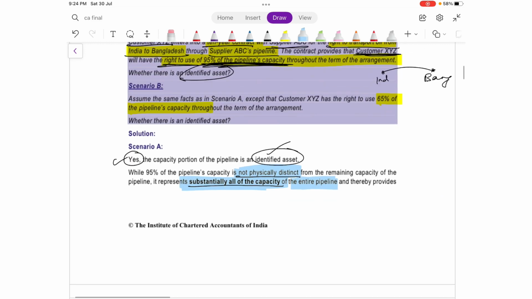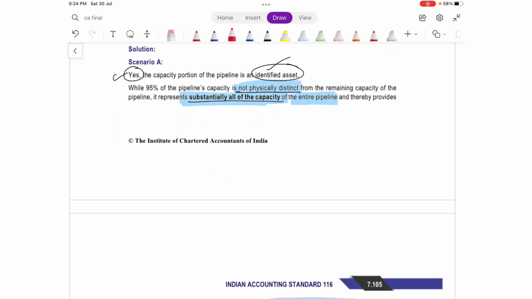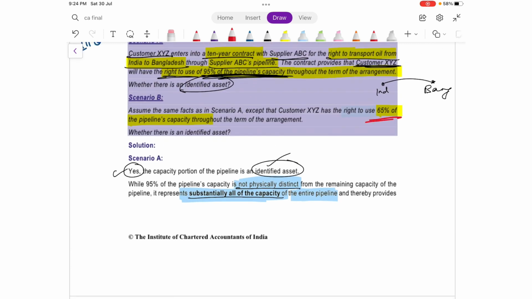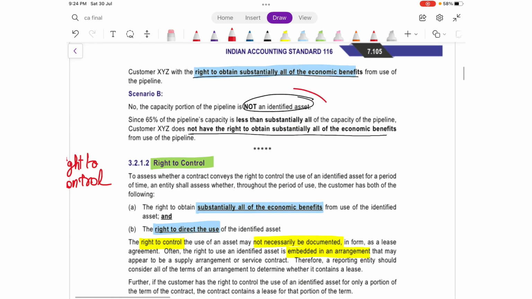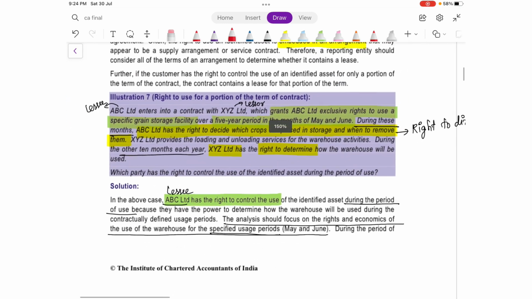In the next case, they say that the right to use here is 65% of the capacity. Here it is not substantial. Substantial means say 80% or more. That is a substantial right you have to an asset. Here it is only 65%. You must not see who has the majority. You have to see who substantially has the right. Here the customer does not substantially have the right. It is just 65%. So therefore this is not an identified asset. Okay. So that was your illustration number 6.